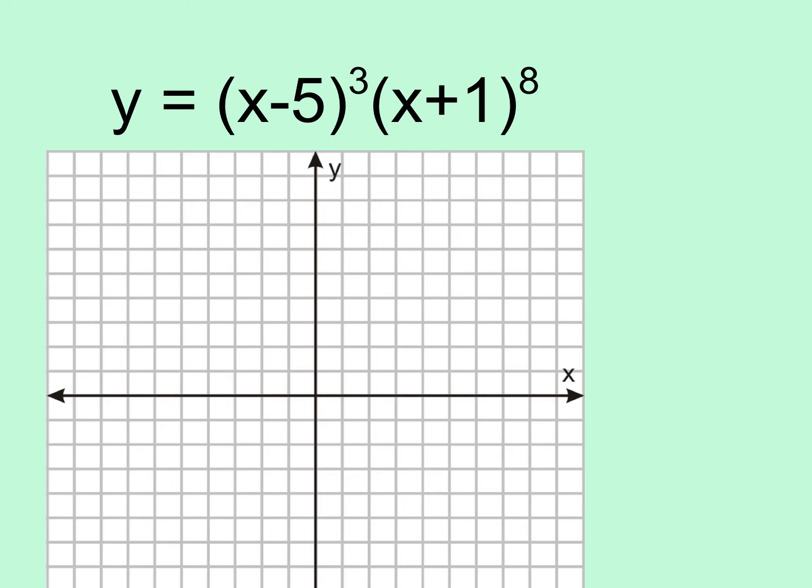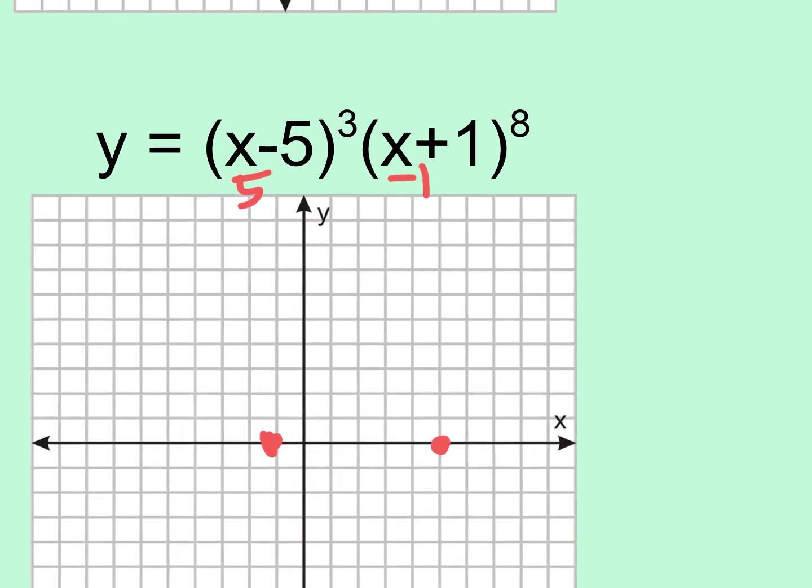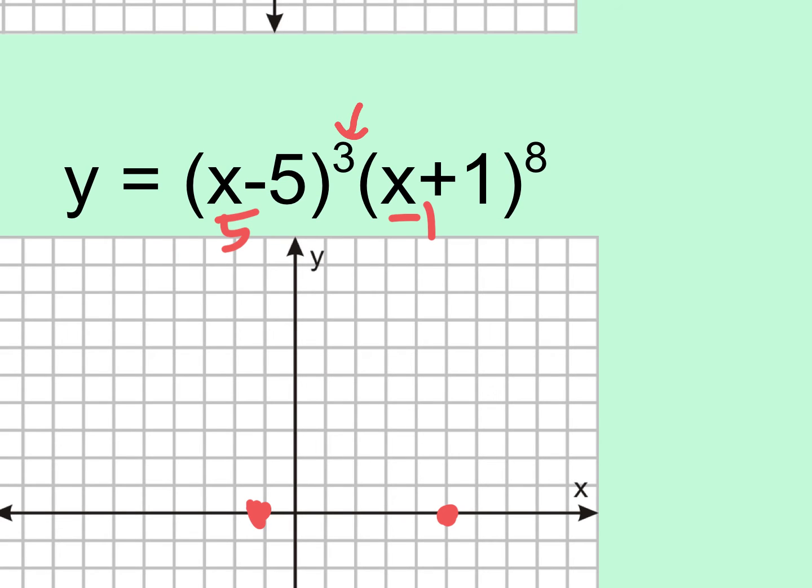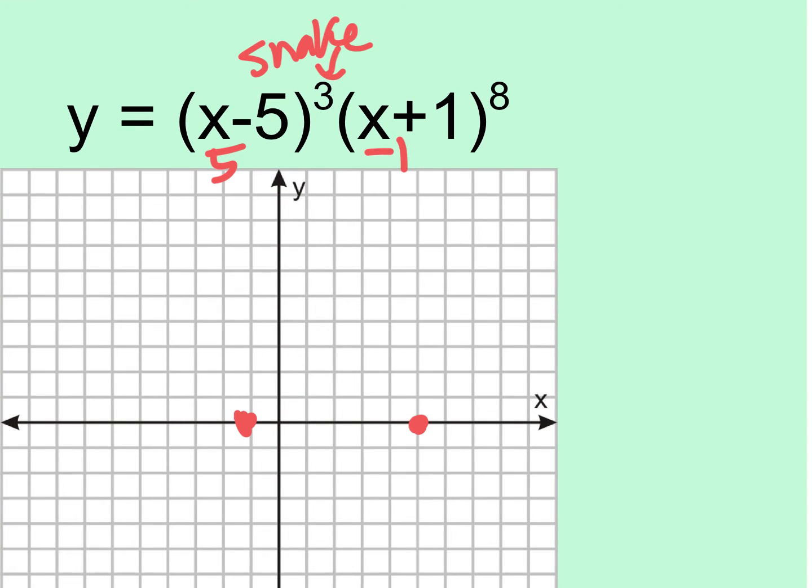Everybody start by graphing the 2 zeros. There's 2 things that would make this equal 0. -1 and 5. If you haven't already figured it out, it was -1 and 5. But at the 5, we've got a multiplicity of 3, so we call this a snake. Let me show you what that looks like.